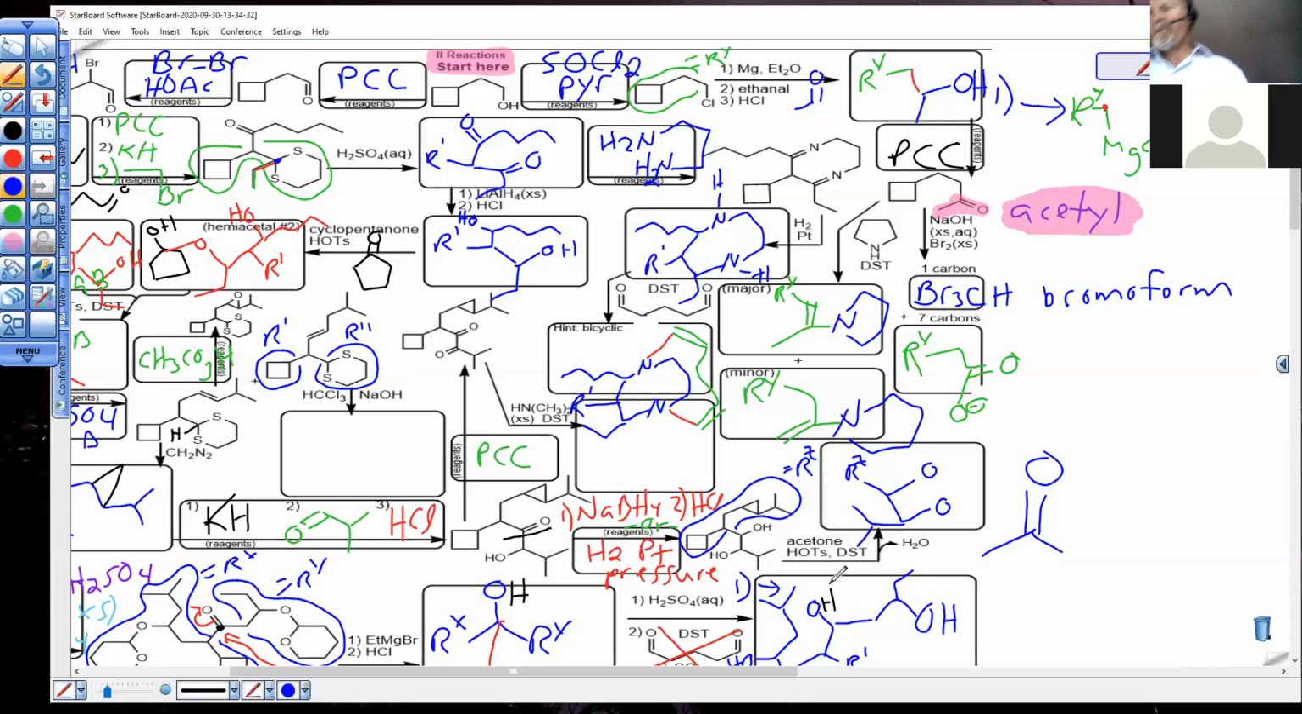So let's even circle. Let's make it red. And in red, that's where the O goes from the aldehyde and ketone. And you make new bonds to acetone. Acetone has dimethyl right there. There. And you've got that acetal.